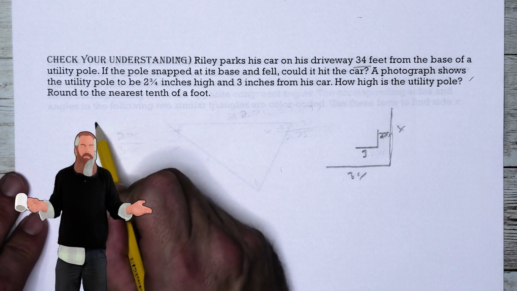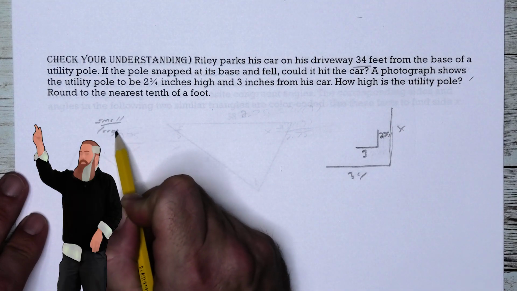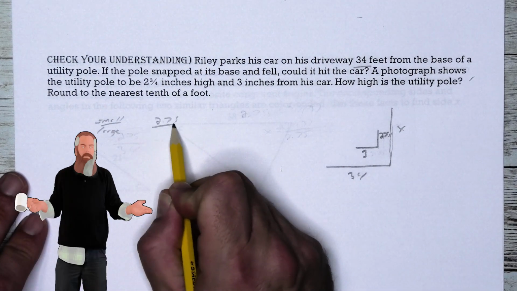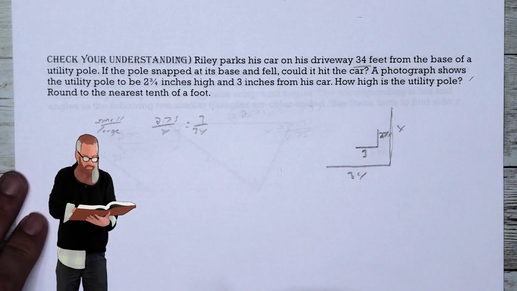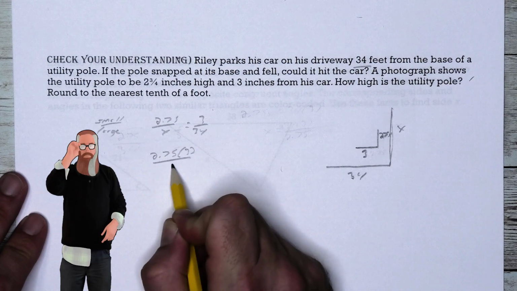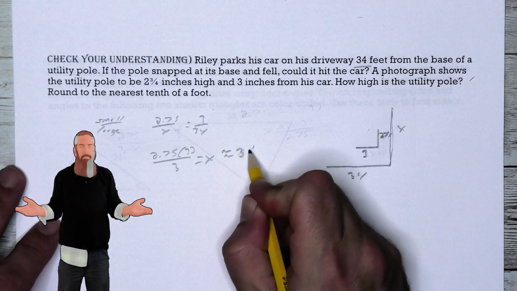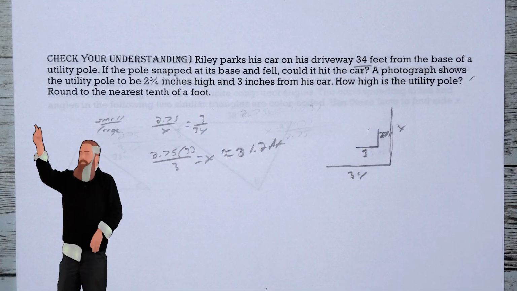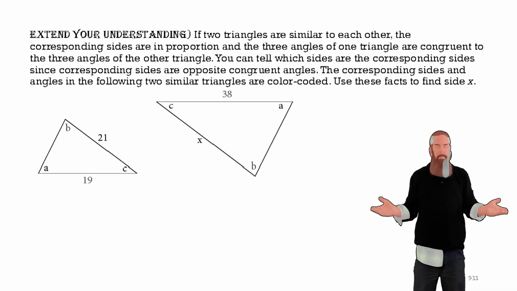Now, I like to think of setting up my proportions as something like small over large. This is just a shorthand way to think of it. So I could do 2.75 over X is equal to 3 over 34. This means that 2.75 times 34 divided by 3 will give me my height of X. This will give me approximately 31.2 feet. So the car is far enough away from the pole that it won't be hit if the pole falls. Let's extend our understanding of this.